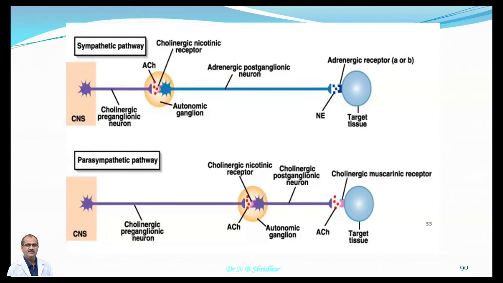N is classified into NN in the nerves, whereas NM is in the muscles. The muscarinic type of receptors is classified into M1 to M5. So this is the anatomical difference between the sympathetic and parasympathetic pathways. Both originate from the central nervous system or the spinal cord.